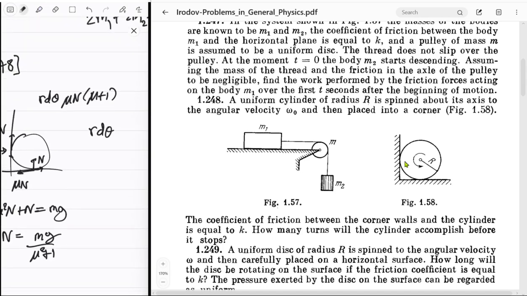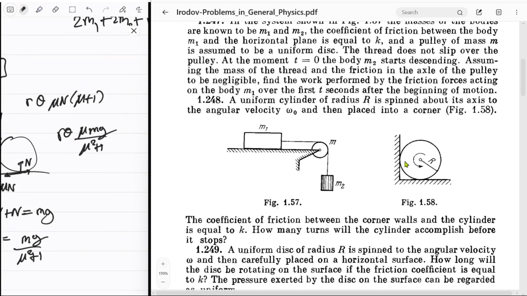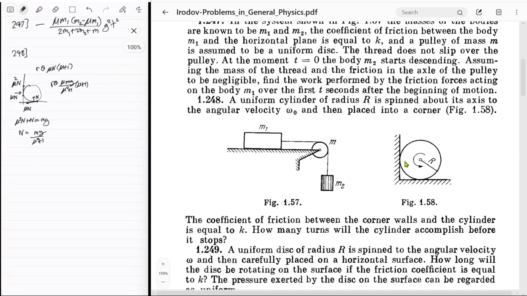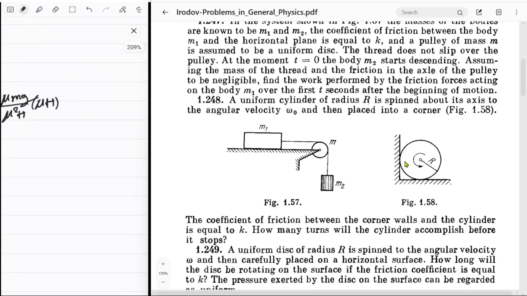And you know what? Actually, no. Let's not use d theta, just use theta by itself, because after integration you're going to get that thing in any case. So just use it directly. So you got mu mg upon mu squared plus 1, and then you got mu plus 1. Perfect. This is the work done by friction, and this is equal to the change in the kinetic energy, or actually the negative of that. So this is going to be the loss in kinetic energy.